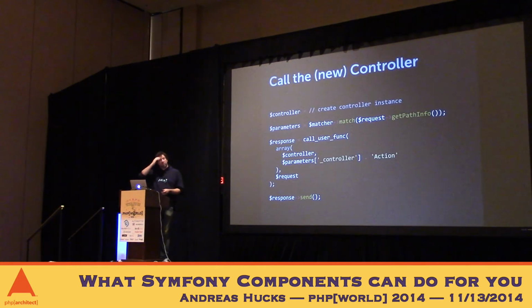And if we now have a controller class, we again match the route as we did in the first place. We end up with a couple of parameters. But this time, remember, the underscore controller parameter is a string. So in this case, we use this to create a callable array with the controller class instance and the assembled action name that we want to call. And we also pass it the request. And again, we get a response.